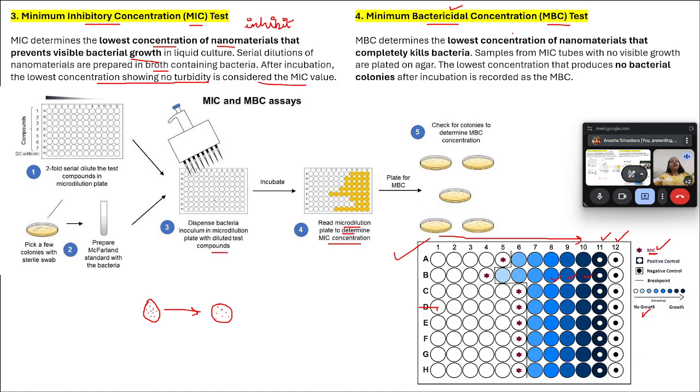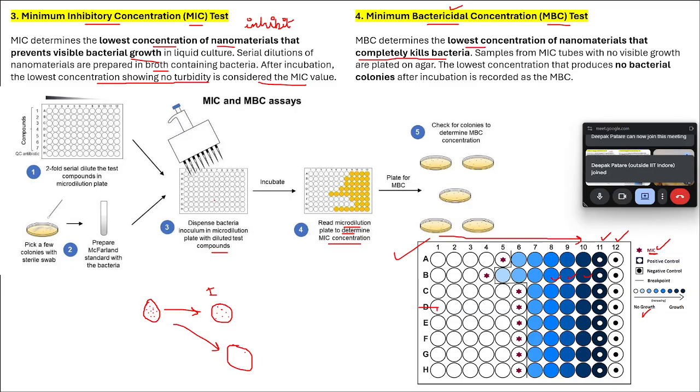Similarly, what is minimum bactericidal concentration? MBC determines the lowest concentration of nanomaterials that completely kills the bacteria. It means that if this is inhibition, then if you are getting a plate at this point where you're not finding any bacteria, this is considered the bactericidal effect, meaning it's killing all of the bacteria. It completely kills the bacteria.